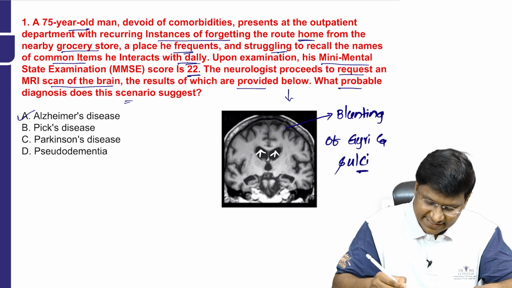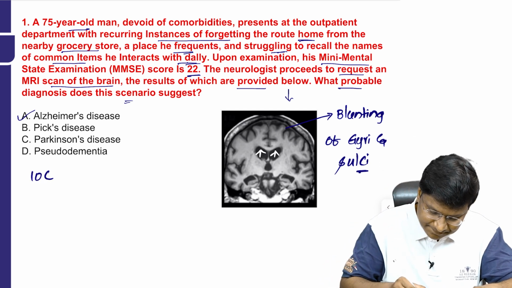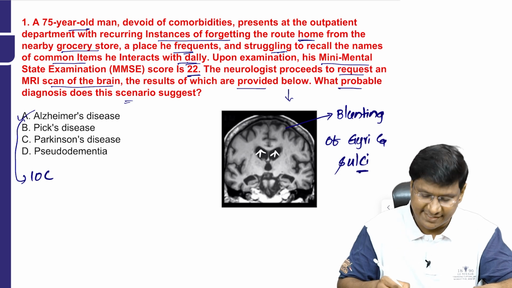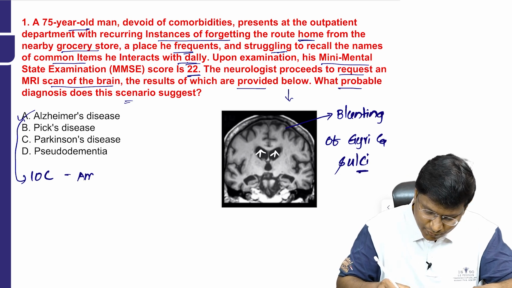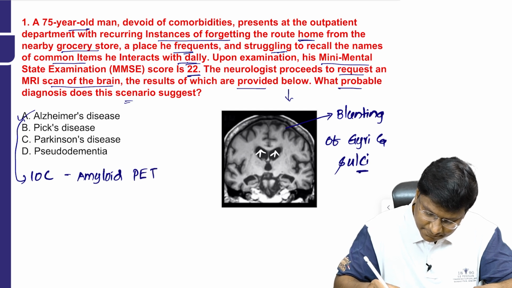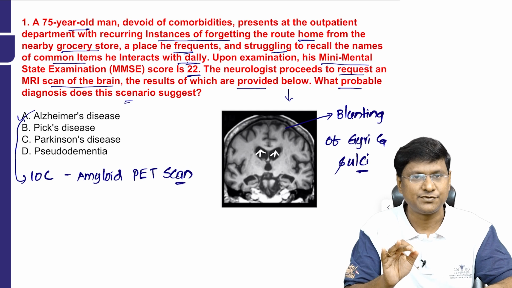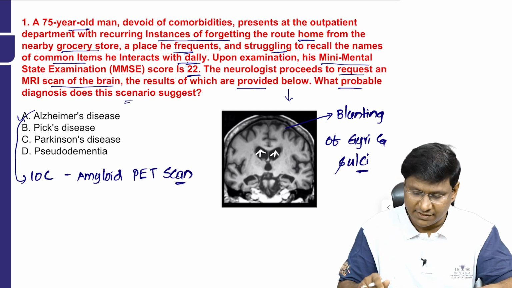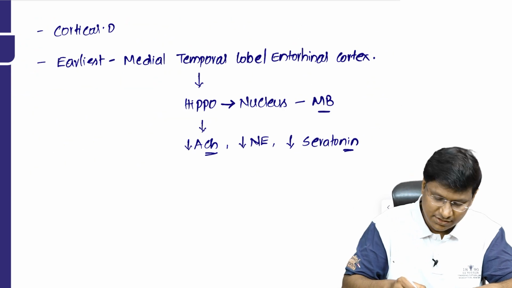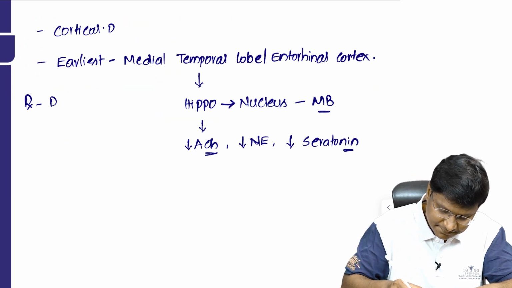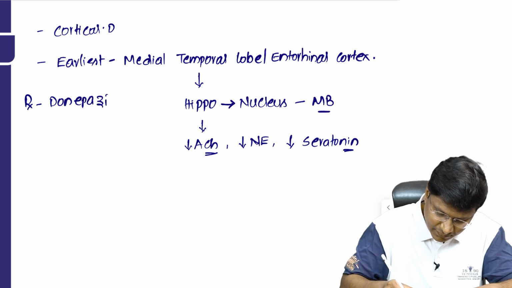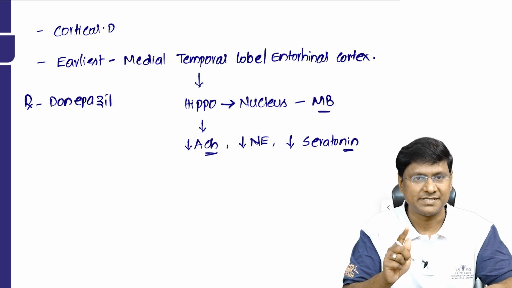And then what is the investigation of choice in patients with Alzheimer's? The investigation of choice is the amyloid PET. Okay, so amyloid PET scan, that is the investigation of choice. And the treatment that you need to give is donepezil. Right, the treatment that you need to give is donepezil.